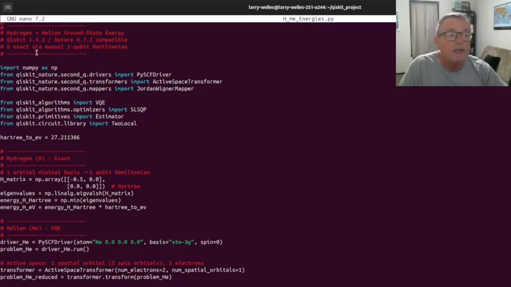Okay, if you look at this, it says hydrogen and helium ground state energy. Here's the Qiskit. This is the version number 1.4.1. And then there's nature, which is the stuff that does physics stuff. That's nature. Physics stuff is nature. Okay, 0.7.2 compatible. The hydrogen is solved exactly in a manual 1-qubit Hamiltonian.